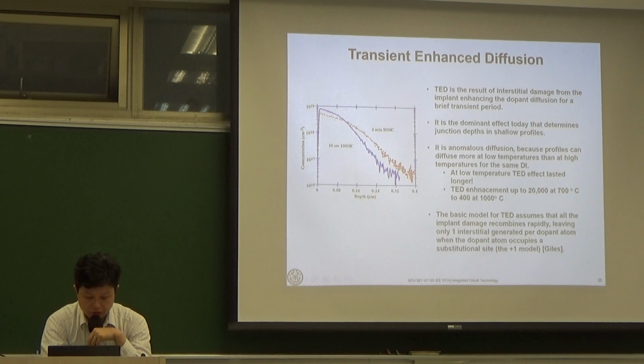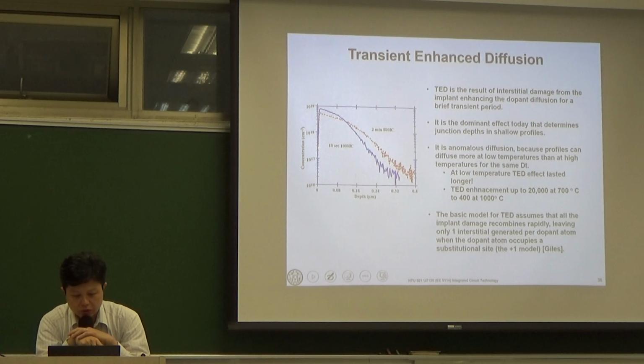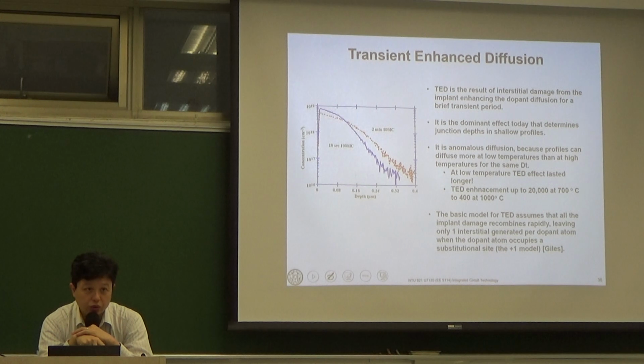Okay. So this transient enhanced diffusion is caused by the interstitial damage resulting from the implantation, because you try to use ions to bombard your silicon substrate, and that will create some damage, and those interstitial defects, the I+1. Now those interstitials will help the dopant to diffuse faster.